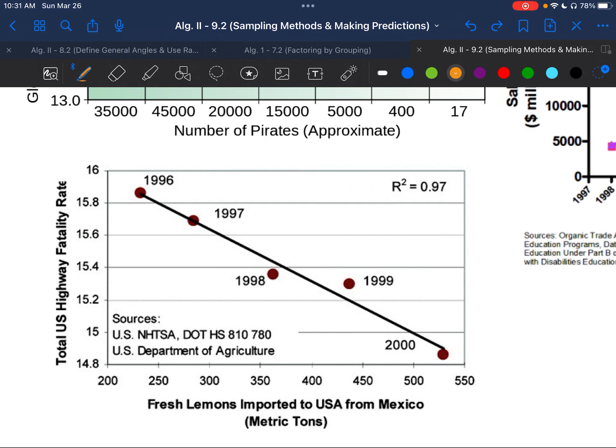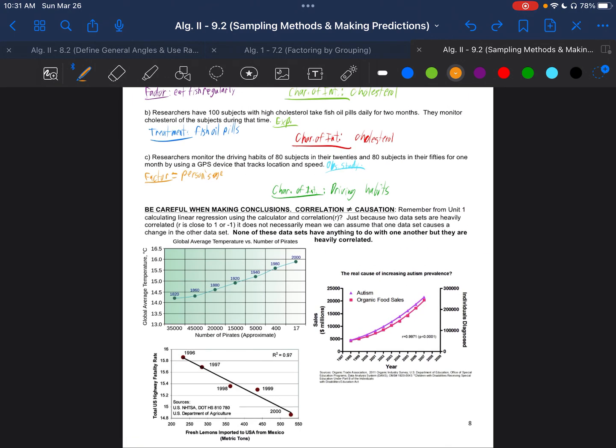That's kind of a silly thought, just because they would have nothing to do with each other at all, even though we do see those both changing in similar ways over time, one going up and one going down. All right, that is it for section 9.2 today.